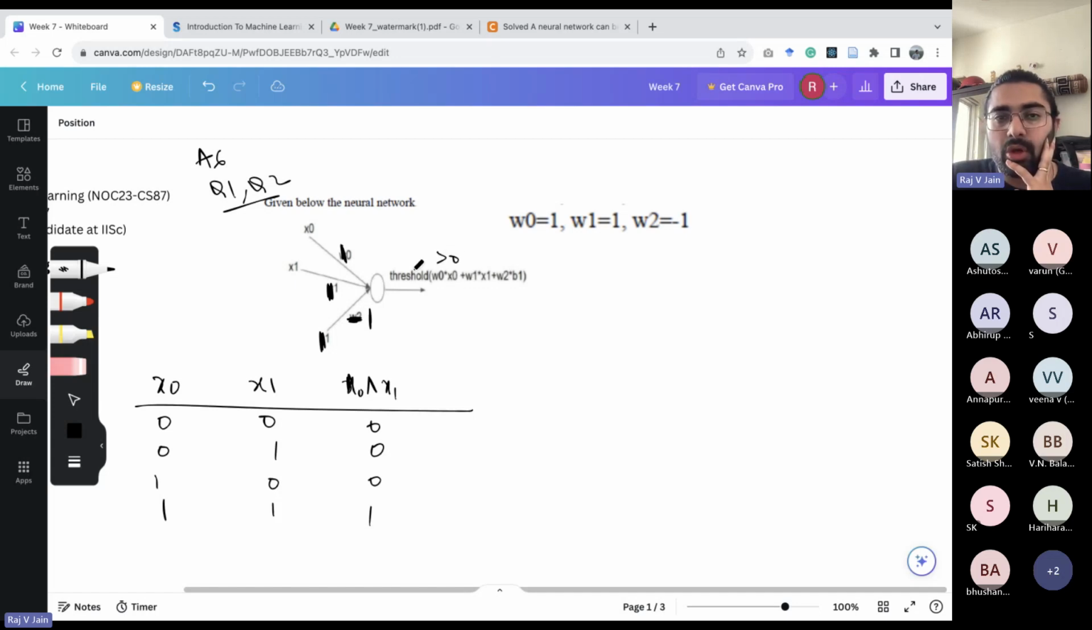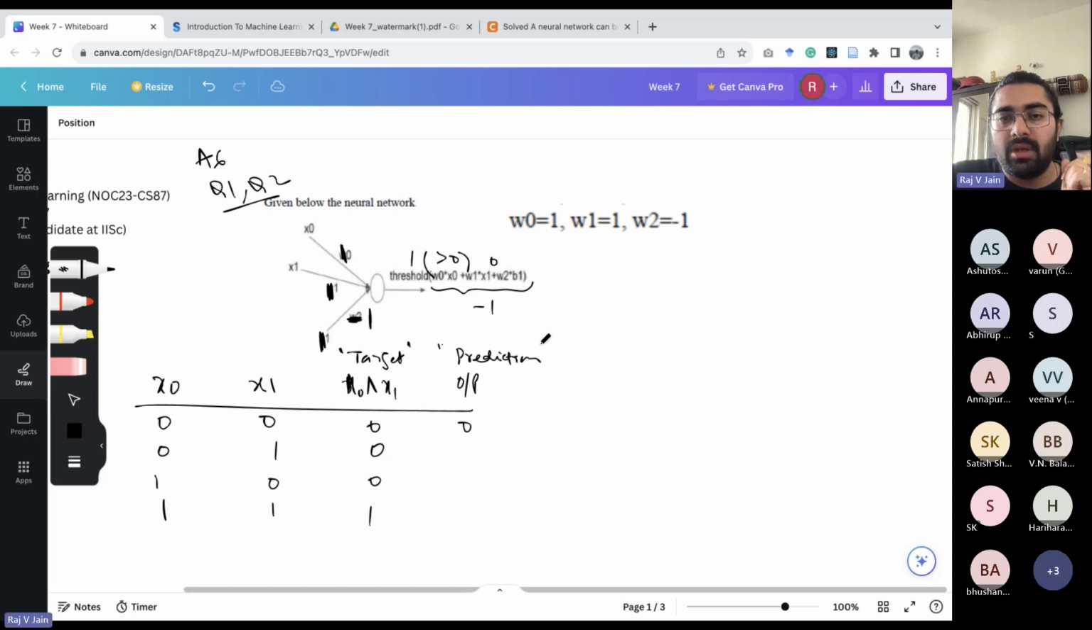If it is greater than 0, you will output 1, else you will output 0, right? So you can see if I put 0 and 0 here, the sum becomes 0 into 1, 0, 0 into 1 again 0, and then minus 1 is already there. So it's going to be minus 1, right? So this sum w0 x0 plus w1 x1 plus w2 b1 is going to be minus 1. Minus 1 is less than 0, so the output is going to be 0, right? This is called a target in some sense, and this is a prediction of the model.